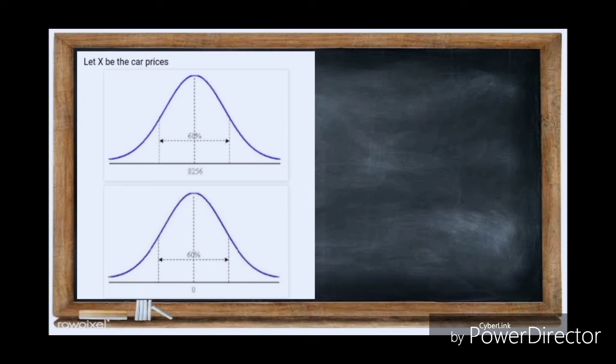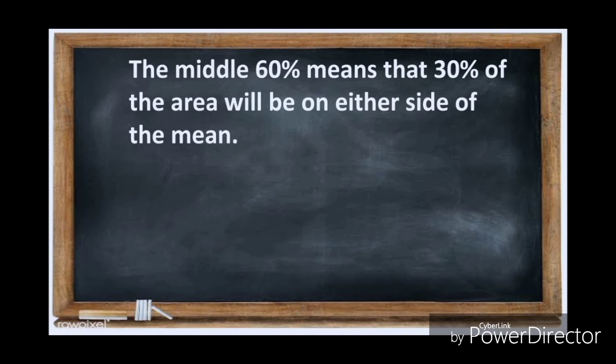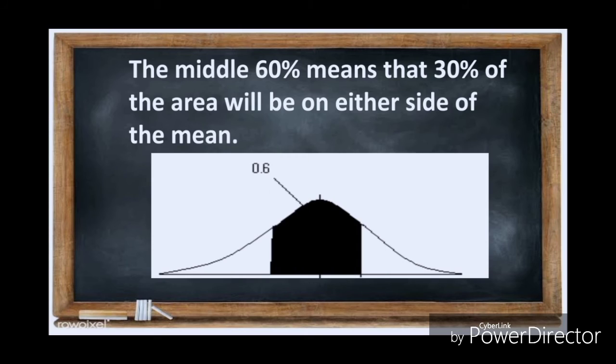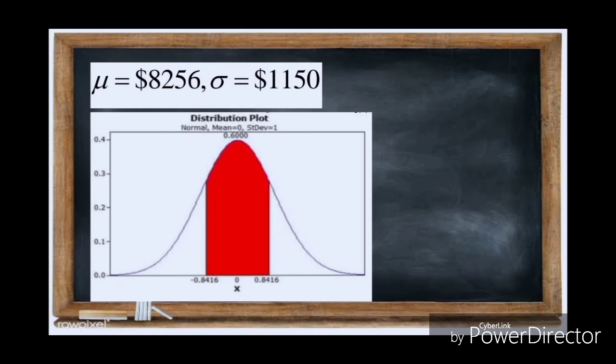Let X be the car price for the minimum and maximum prices. The middle 60% means that 30% of the area will be on either side of the mean. If we solve for the z-value or the critical value, we get positive and negative 0.84. The mean is equal to $8,256 and the standard deviation is equal to $1,150.